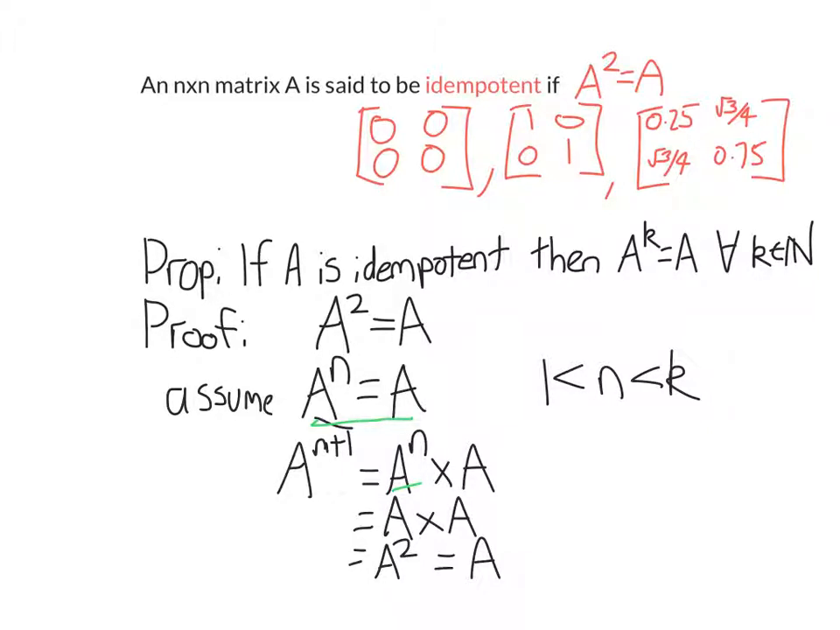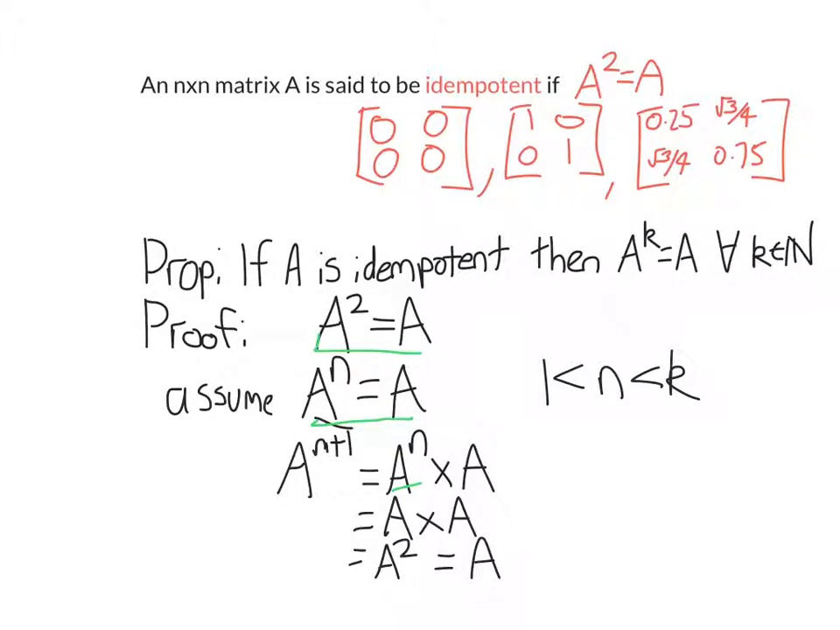So it was true for A squared and A to the power of 1. So if it's true for A squared equals A, then A to the power of 3 equals A. But if A to the power of 3 equals A, n is 3, then A to the power of 4 equals A. Then n is 4, so A to the power of 5 must equal A, and so on and so on. That's what mathematical induction is.